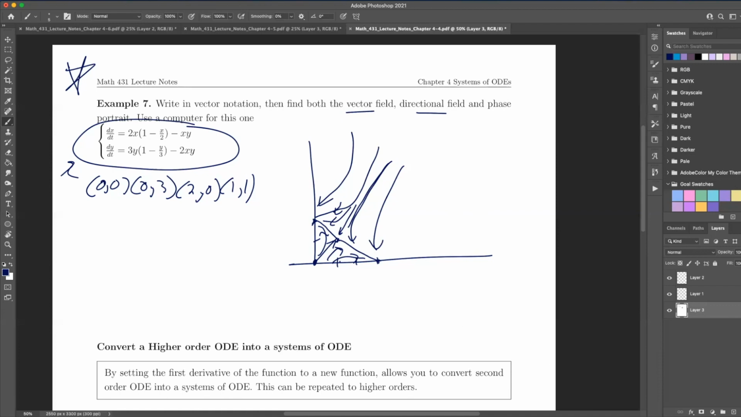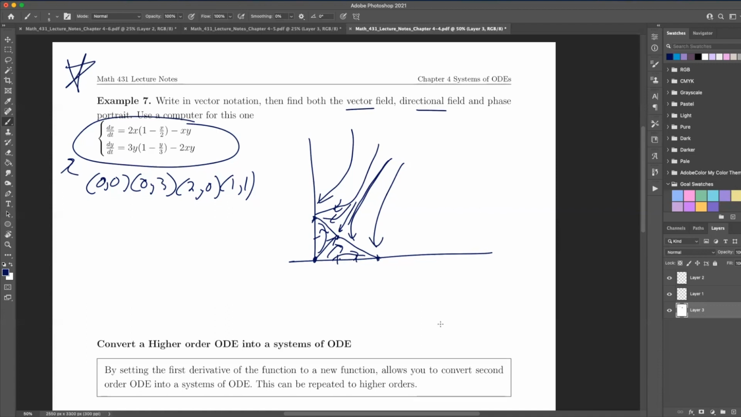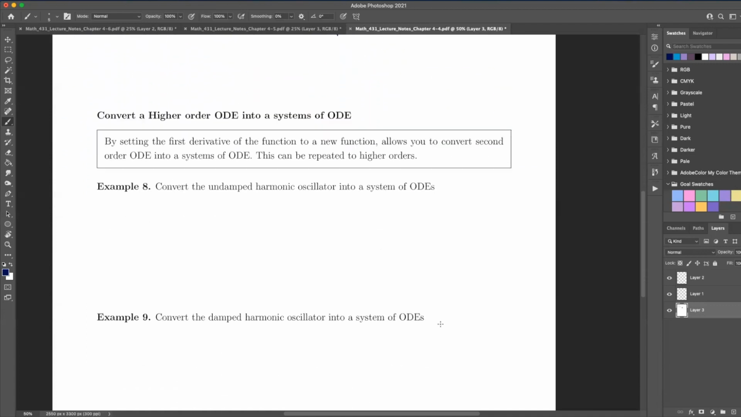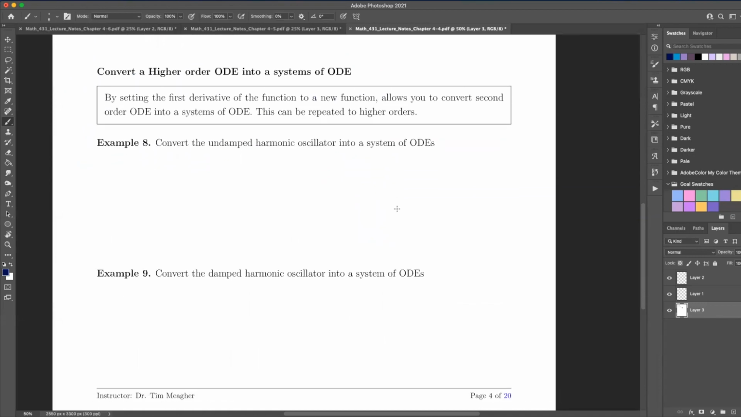So, all right. I think I wrote this twice for some silly reason. Oh no, here we have the undamped and damped. So here, by setting the first derivative of a function to a new function, we can logically convert a second order ODE into a system of ODEs. And this can be repeated for a higher order. Let me explain what we're doing here.